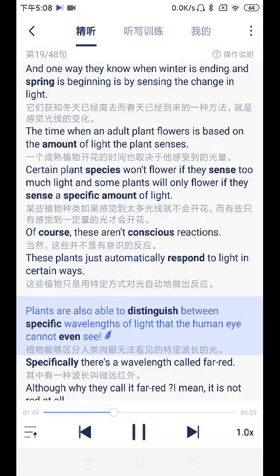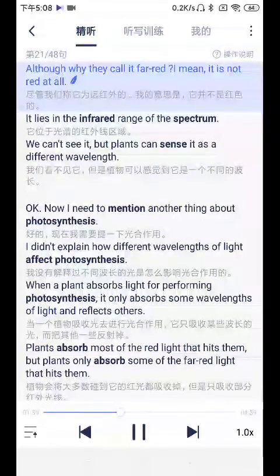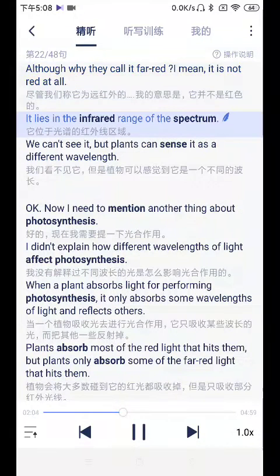Plants are also able to distinguish between specific wavelengths of light that the human eye cannot even see. Specifically, there's a wavelength called far red. Although, why they call it far red? I mean, it's not really red at all. It lies in the infrared range of the spectrum. We can't see it, but plants can sense it as a different wavelength.